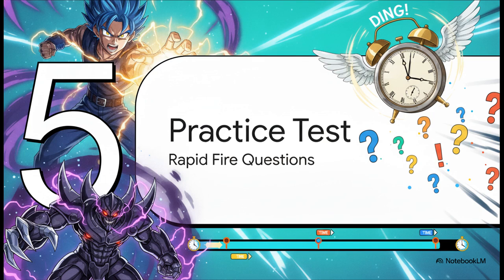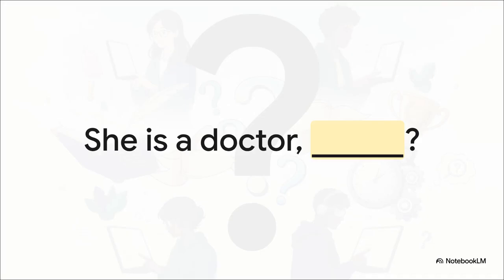All right, we've gathered all the tools. Section 5, the rapid-fire practice test. Consider this your boss battle. We're going to simulate the ticking clock of the real exam. I'll read the prompt, you answer in your head before we move on. Let's go. "She is a doctor, blank." Are you going with "is she" or "isn't she"? Think about that law of polarity.